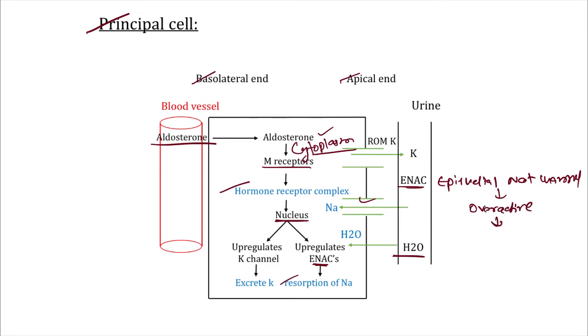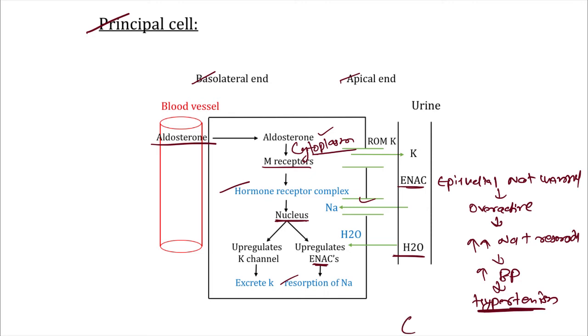So the function is sodium resorption. So there will be more and more sodium resorption. That's why there is increase in blood pressure and the patient will develop hypertension. Because of the overactivation of ENaC, the epithelial sodium channels, there will be more and more water and sodium resorption. That's why there will be increase in the BP and the patient will develop hypertension. And this syndrome is very popular, very important.